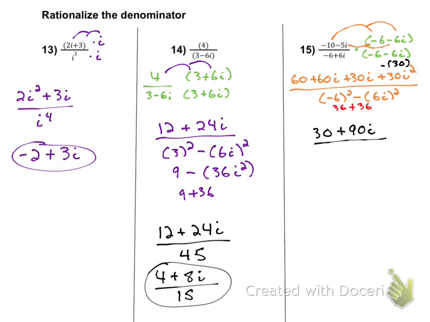36, which gives me 72. And then that will simplify. 30 over 72 simplifies to 5/12. And 90 over 72 simplifies to 5/4. So you have plus 5/4 i there. That was a good one. That was a toughie.